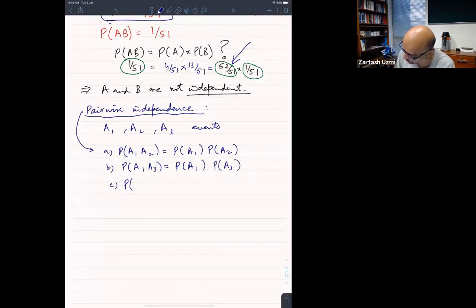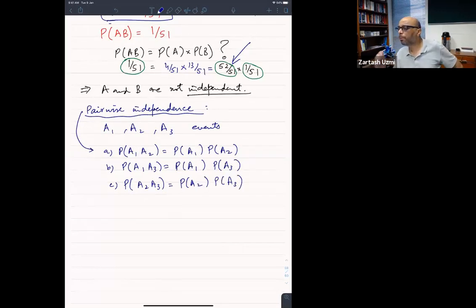Probability of A2 and A3 is equal to probability of A2 times probability of A3. So all possible pairs are independent. This is called pairwise independence.